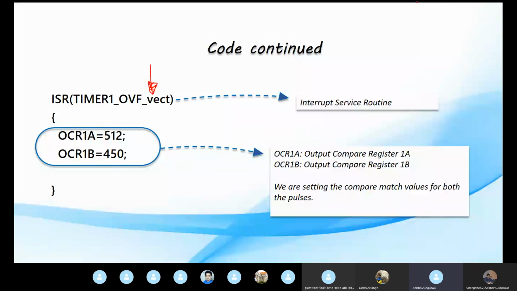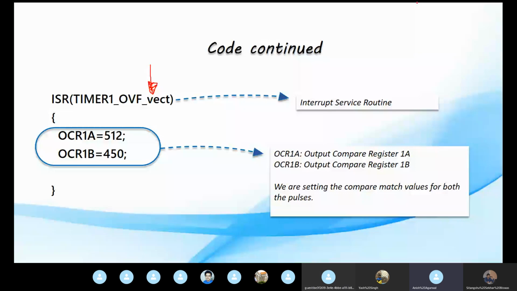Now here we have set OCR1A equals 512 and OCR1B to 450. What is it? If you remember, we have operated the pulse in a 10-bit mode. 10-bit is 2 to the power 10, which is 1023, from 0 to 1023. So from 0 it will count up to 1024, then it will count back down from 1024 to 0. This is what we have defined as one cycle for our microcontroller.